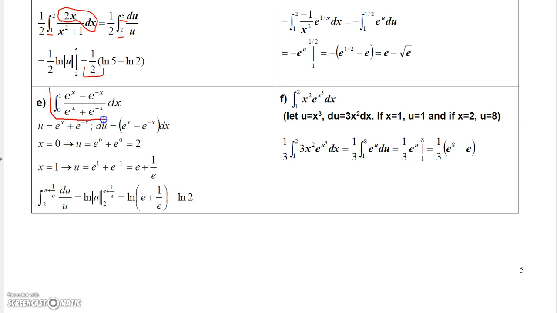If we integrate this from 0 to 1, well, I'm going to let u be the bottom, and then du is actually going to be the top. So I'm actually just going to get du over u, which integrates to natural log of absolute value of u.